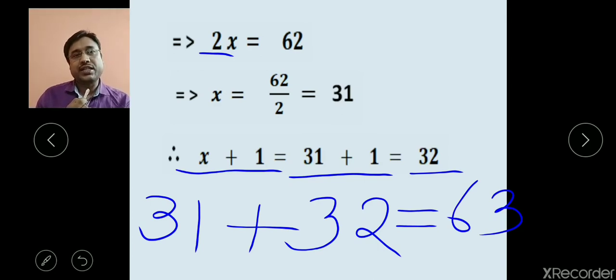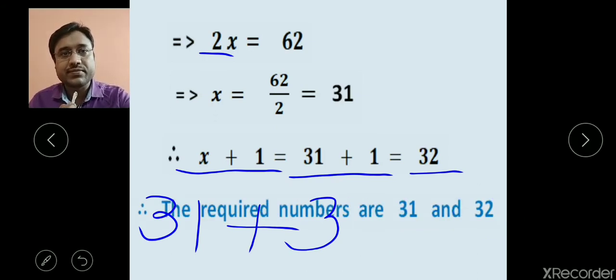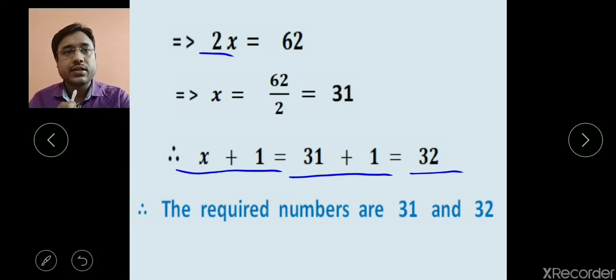The required numbers are 31 and 32. You can write that they are the two consecutive natural numbers whose sum is 63. Yes, that I have written here. The required natural numbers are 31 and 32.